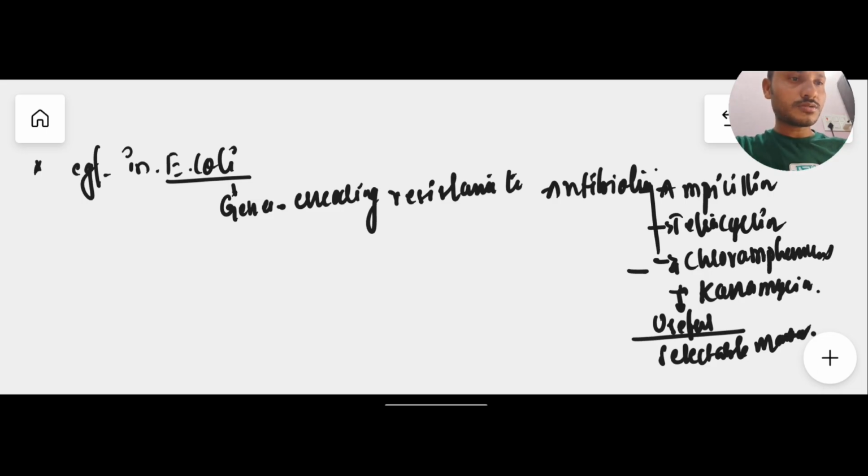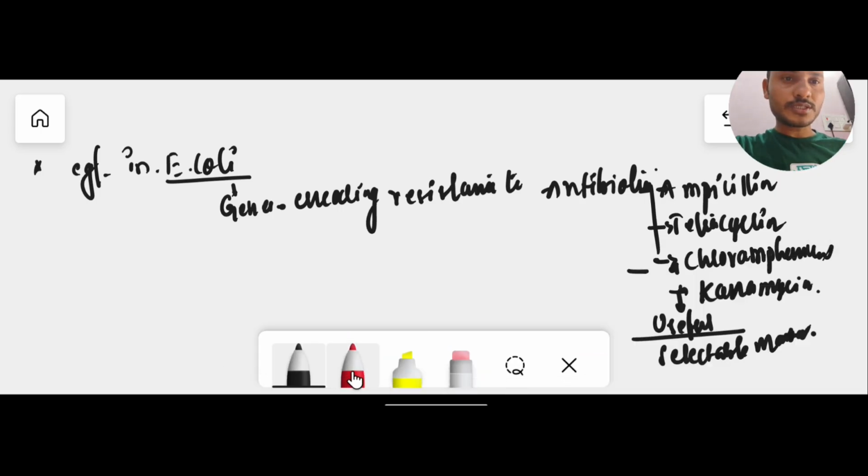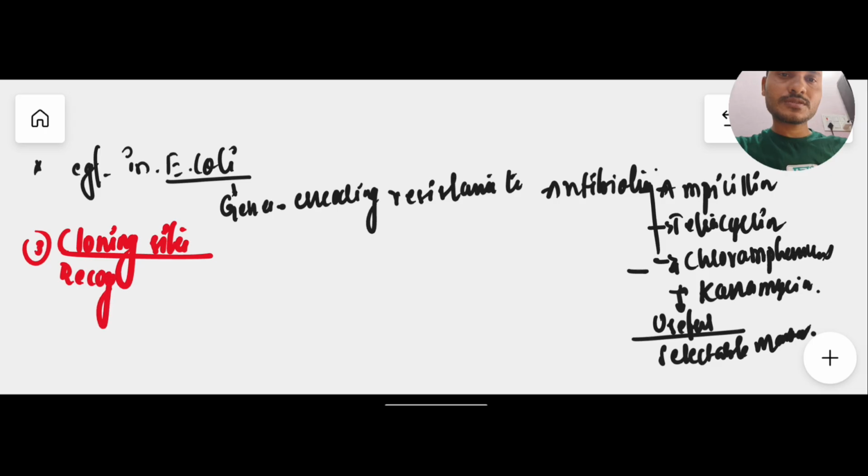Now we will move on to another important or essential component of plasmids, that is, cloning sites. These cloning sites are also called recognition sites.